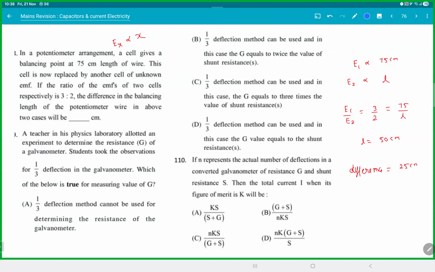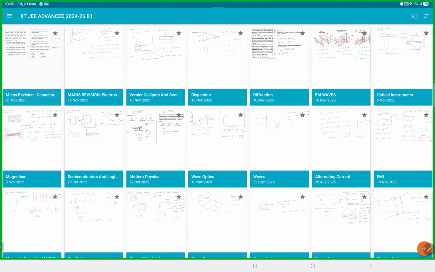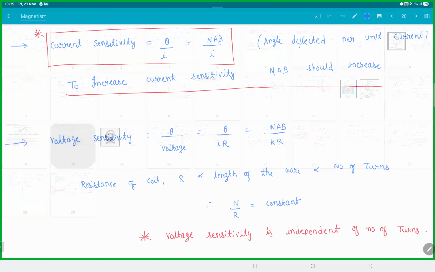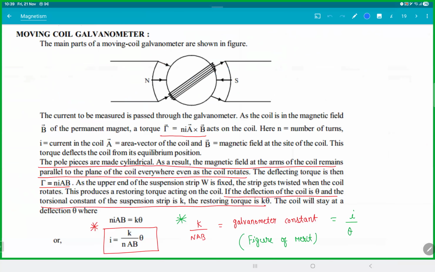What about this figure of merit? Anyone remember what is figure of merit? It came in magnetism, moving coil galvanometer. Yes. Figure of merit is nothing but the galvanometer constant, which is current per deflection theta. I hope you remember this derivation there.